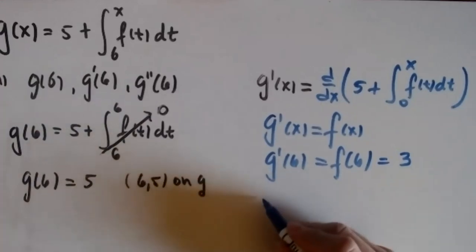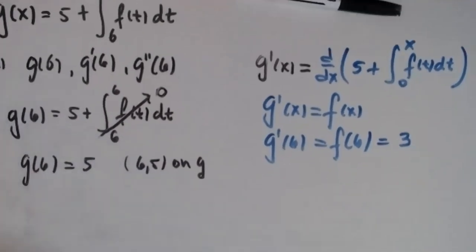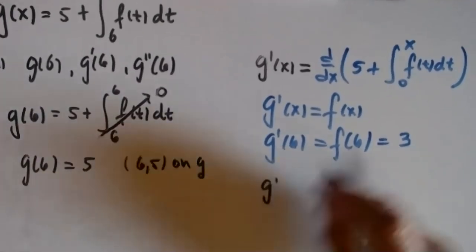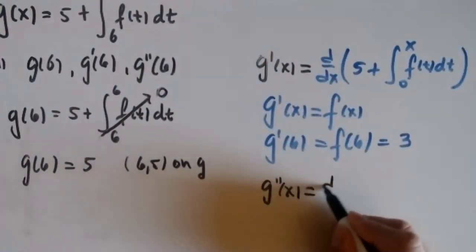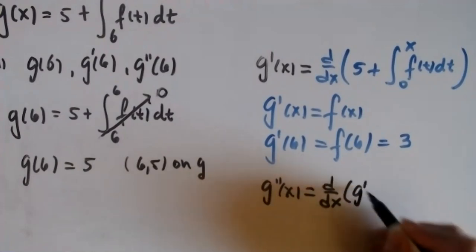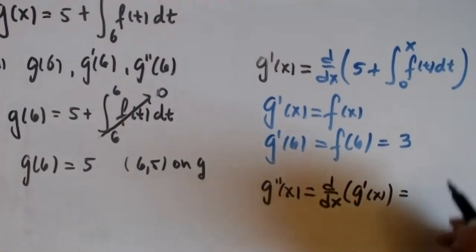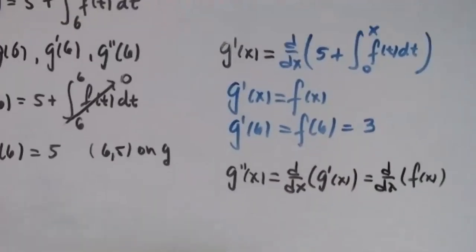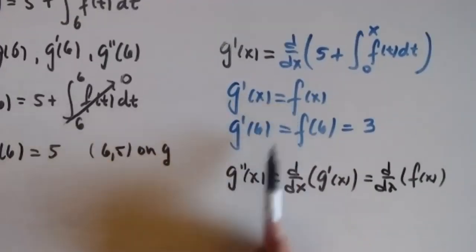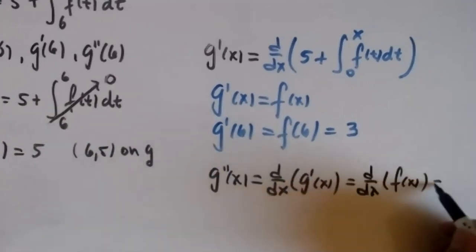Now question 3. g double prime of x is going to be the derivative with respect to x of g prime of x, correct? Or it is going to be the derivative with respect to x of f of x, correct? So this is the definition. g prime equals f. So the second derivative is the derivative of this, and the derivative of this is f prime.